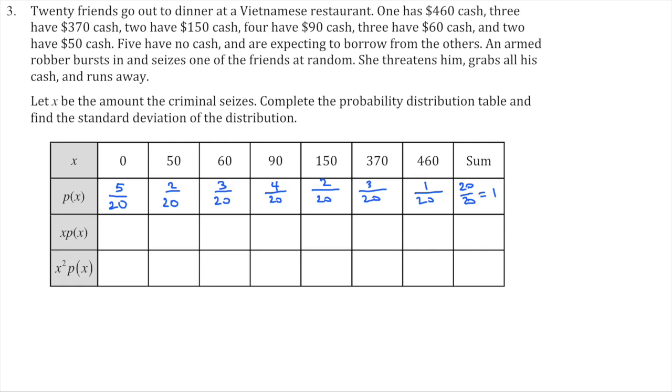It represents all of the probabilities. X times p of x, so 0 times anything is 0. 50 times 2 on 20 gives 5. 60 times 3 on 20 gives 9. 90 times 4 on 20 gives 18. 150 times 2 on 20 gives 15. 370 times 3 on 20 gives 55.5. And 460 times 1 on 20 gives 23.